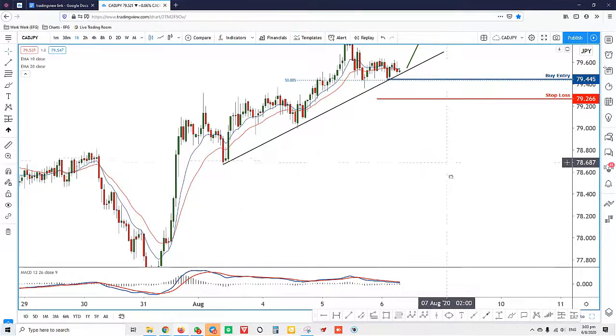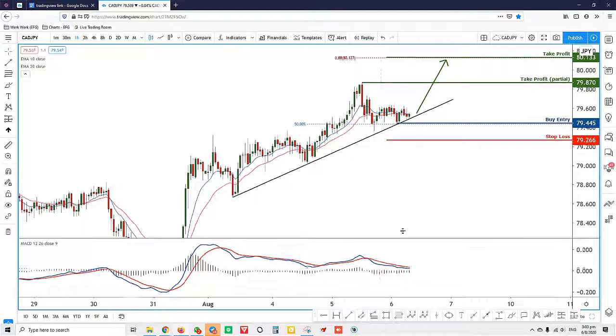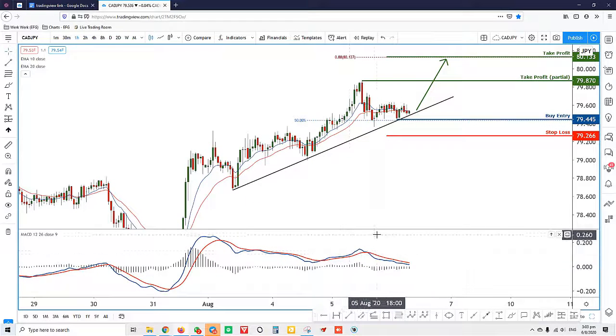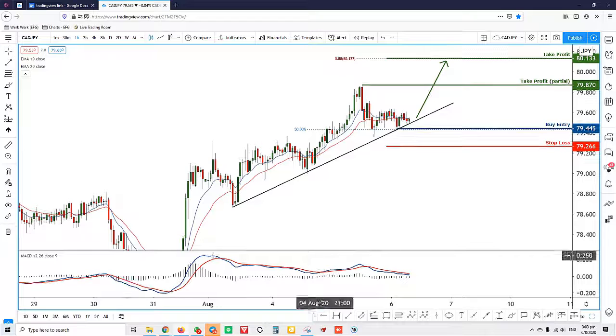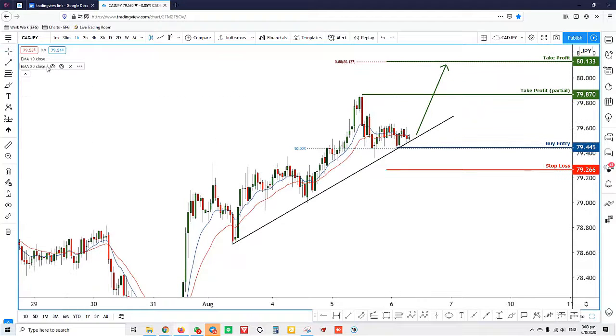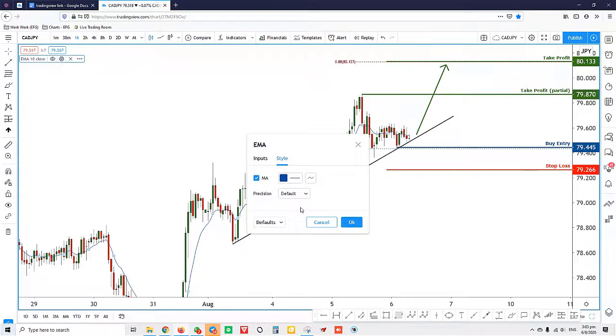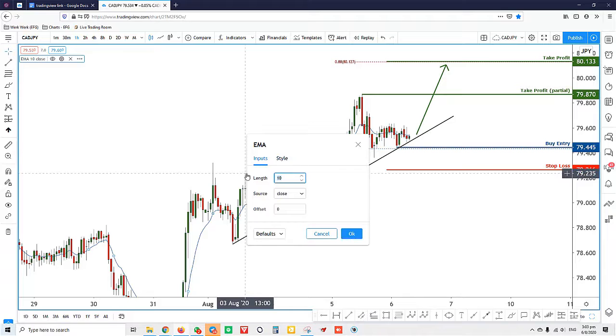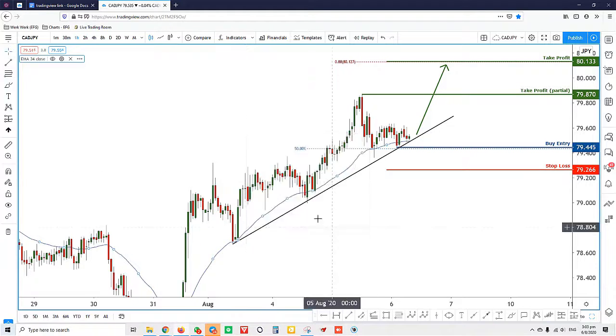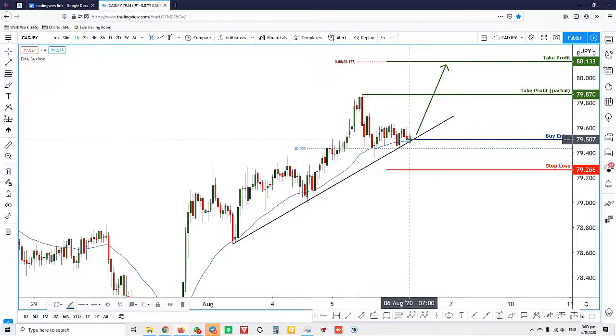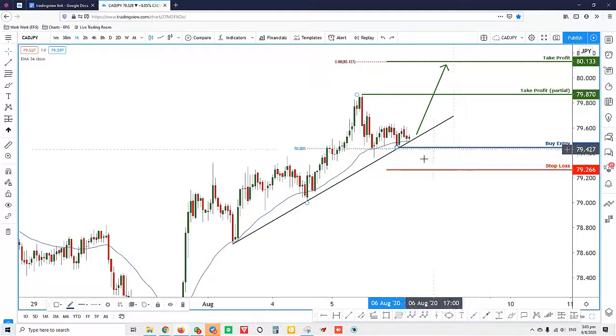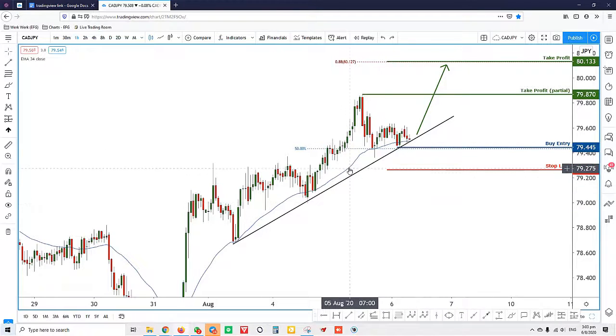We can also even look at indicators. The MACD is still above zero, though the bullish move is slightly less. But the MACD is still above zero. And even the moving average. The moving average of 10 is a bit too sensitive on the 1 hour, so you can change to like 34. You see the 34 holds when the market is in an uptrend. And the price is still above the 34 moving average as well.